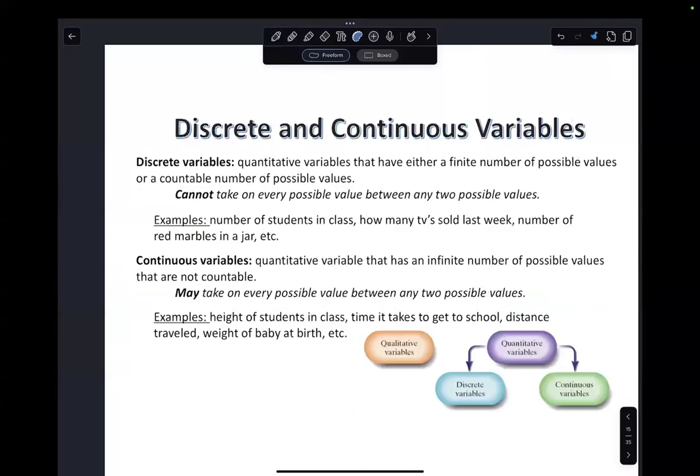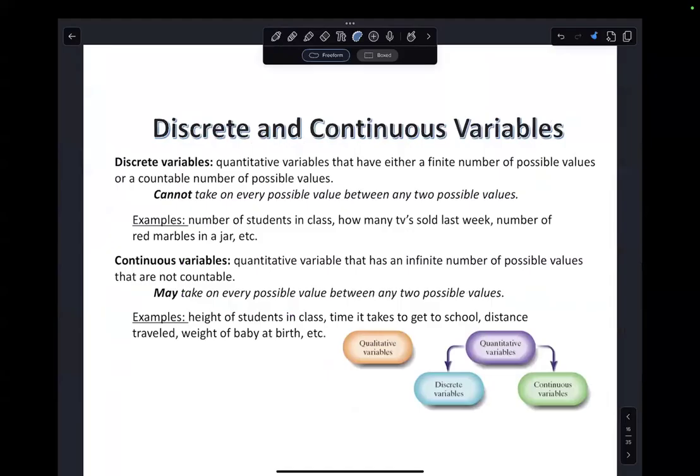All right. So now we're going to take our quantitative variables and break them into two more categories. Qualitative is still going to sit over in its little spot all by itself. It doesn't get broken up into categories. But the quantitative variables are going to get broken up into discrete and continuous. If you took math 60, or maybe algebra 1 in high school, it's the same thing. These discrete and continuous mean the same thing.